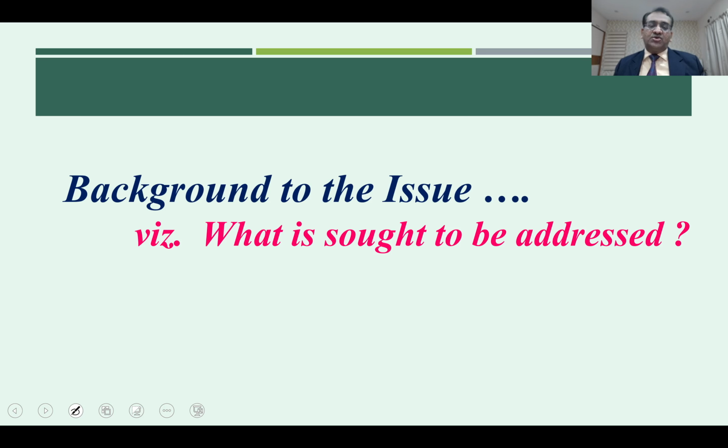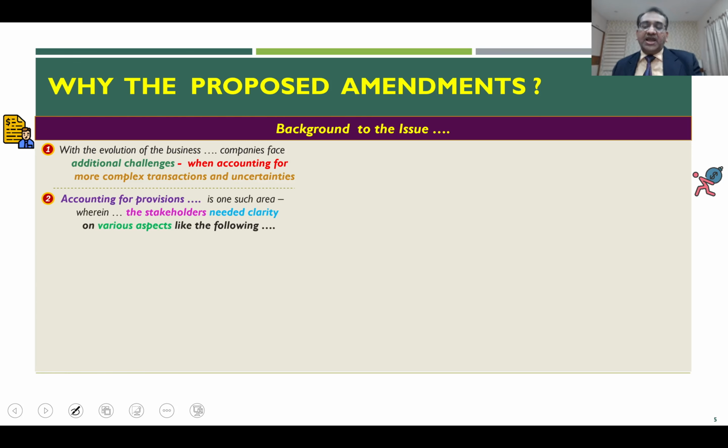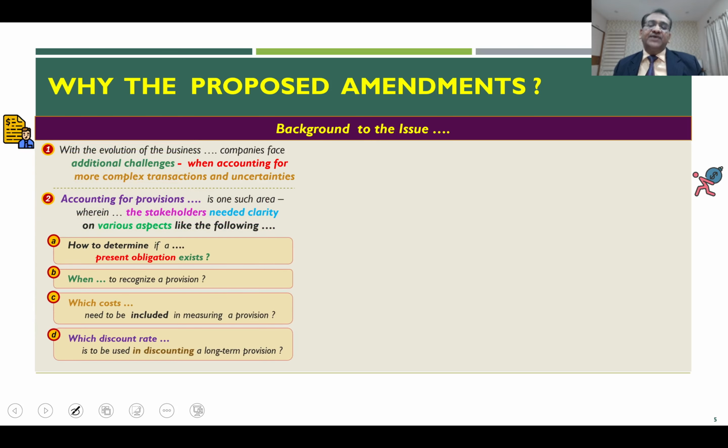So to give background to the issue, what is it being sought to be addressed by the IASB? Let's first look at that with the evolution of how the business has evolved over the years. Now companies started facing additional challenges, more particularly in terms of accounting for complex transactions, wherein uncertainties are involved. Now, accounting for provision is one such area wherein the stakeholders needed more clarity with respect to various aspects like the ones which are displayed on your slide. So basically, these are the key questions which the stakeholders wanted clarity on from the standard setters.